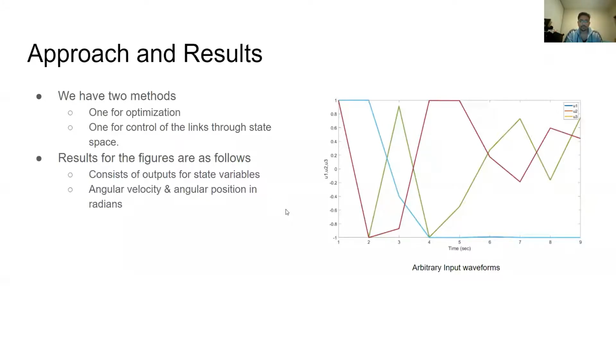Okay, so here are some of the results that we got from the optimization algorithms. Here are the inputs that we got from the interior point optimization method. And they are indeed arbitrary, but they are the values that get us the angular positions and the angular velocities for the robot arm to reach the final point.